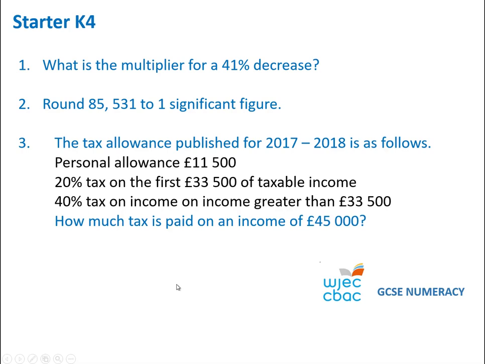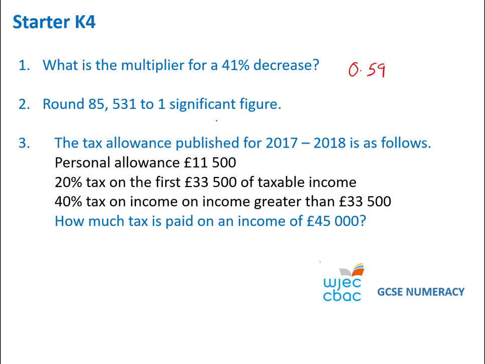Starter for you. Click pause, attempt the questions. When you're ready, we'll go through them. Okay, question 1. What's the multiplier for a 41% decrease? 100 take away 41 leaves us with 59. So it will be 0.59.